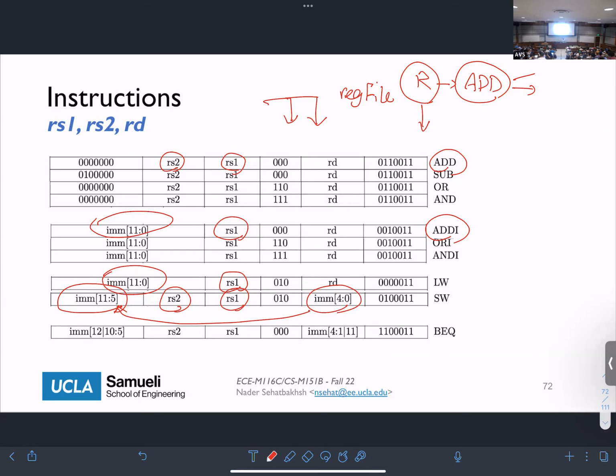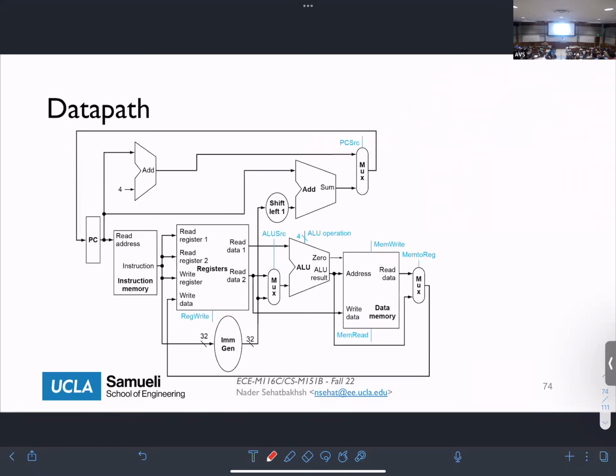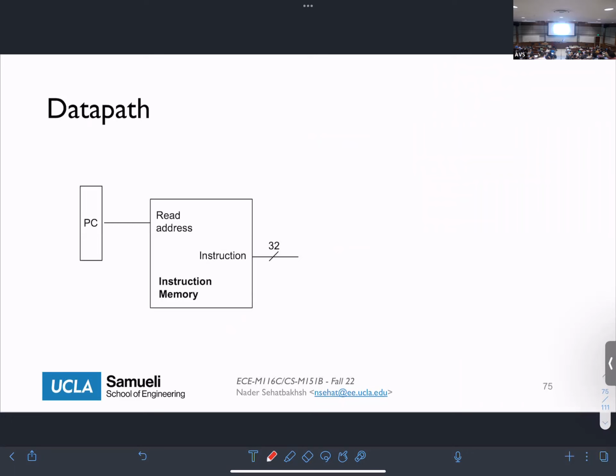Okay. So that is with RS1, RS2, and RD. And then, of course, as I said, the immediate also has to be properly wired. So sometimes we need to sign extend them bigger or shorter and all those things. If you go back to our data path, you will see that we have these blue signals in our system, and these blue signals are exactly those things that I told you. So let's go through them one by one.